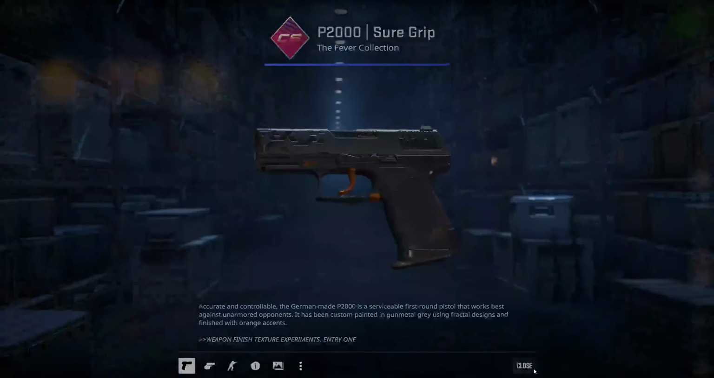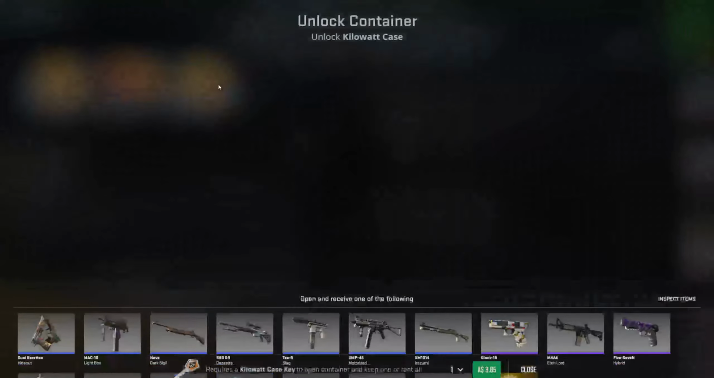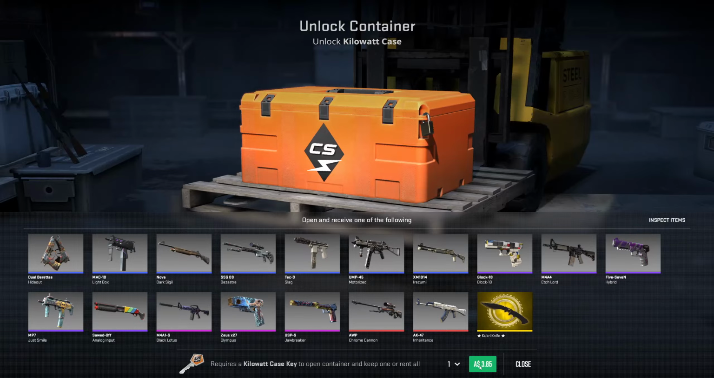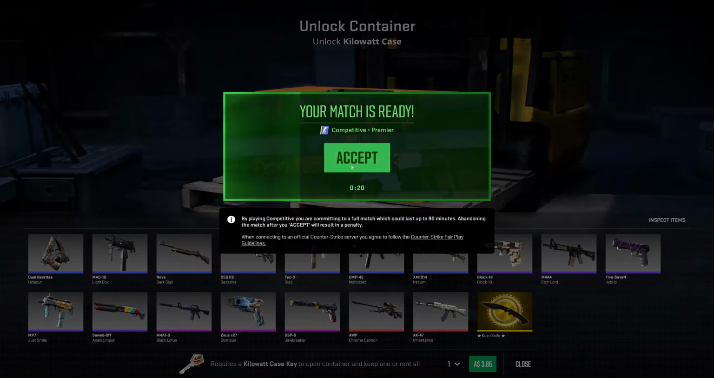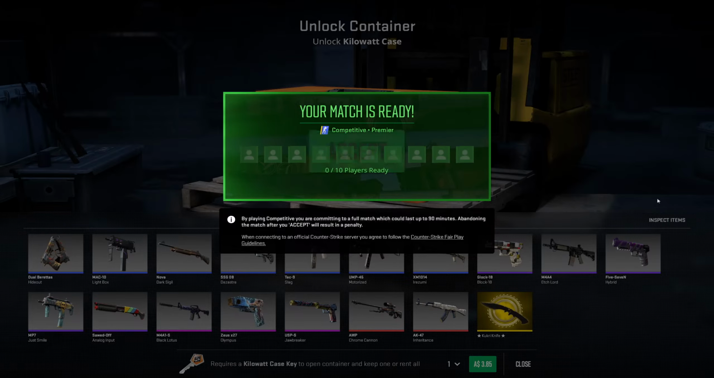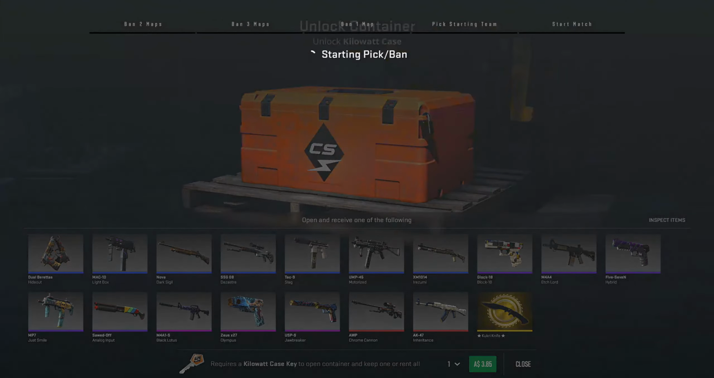Yep, not a problem. Kilowatt case. Can get a cookery knife. Oh my days. Alright, should we unbox this? Oh. Guess we're gaming. Back to the stream chat.